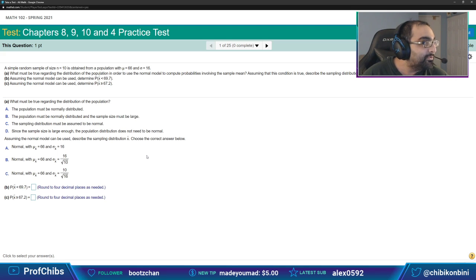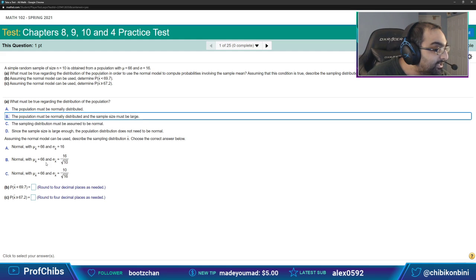So a simple random sample of size n is obtained from a population with a mean of 66 and a standard deviation of 16. What must be true regarding the distribution of the population in order to use the normal model to compute probabilities involving the sample mean? Assuming this condition is true, describe the sampling distribution of x bar. Assuming that the model can be used, determine the probability of x bar being less than 69.7, and being bigger than 67.2. What must be true? You must have probably letter B here.